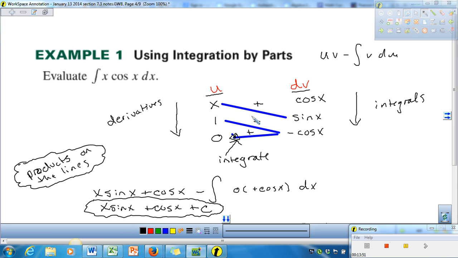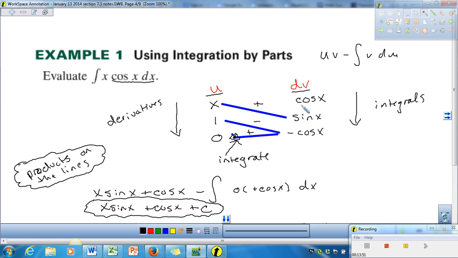Yes, Fred? Where are you getting dv from? So dv, first, we choose our u, and everything that's left up here is our dv, cosine x dx. And then, to get the next one, we take the antiderivative. And then you take the antiderivative again. You're just taking an antiderivative each time. You're doing integrals. And on this column, you're just taking the derivative each time.